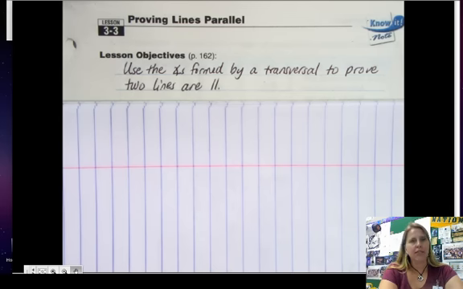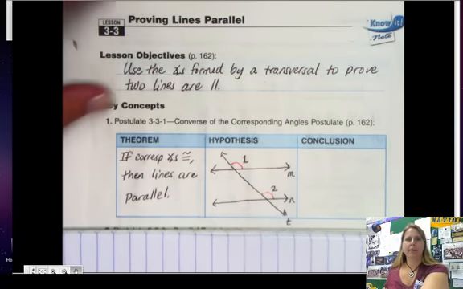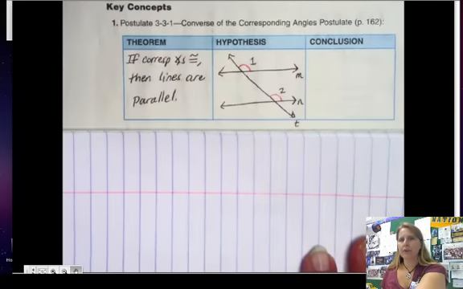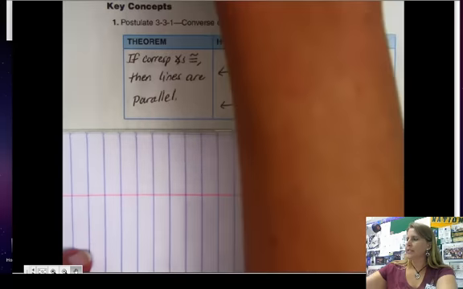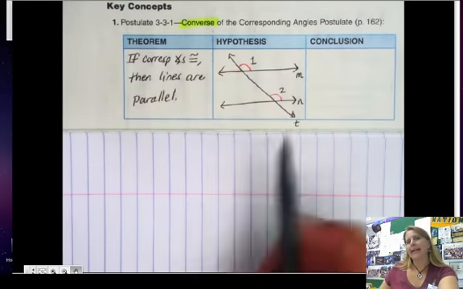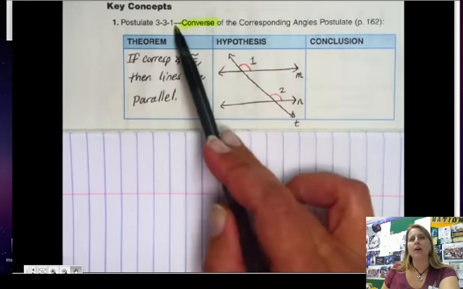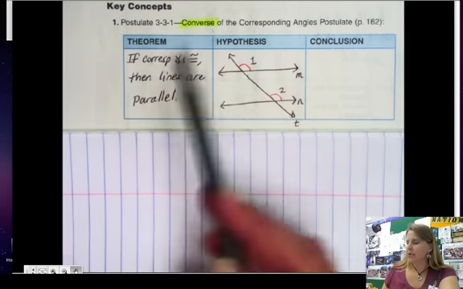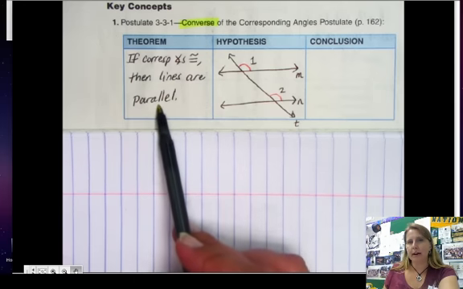So our lesson objective is to use the angles formed by a transversal to prove that two lines are parallel to each other. Our first theorem is the converse of the corresponding angles postulate. So you'll notice that we have a converse here. This is the exact same thing that we did yesterday, except it's the converse of it. So this says if corresponding angles are congruent, then the lines are parallel.